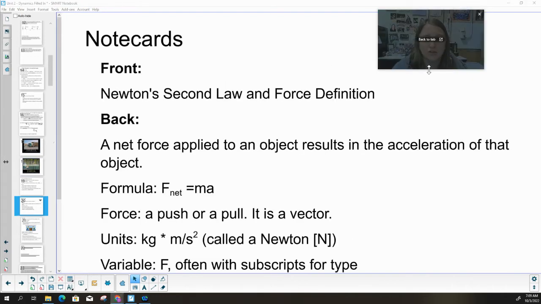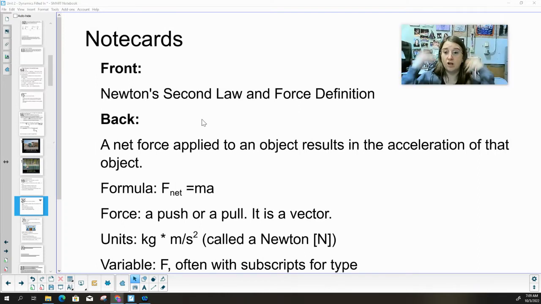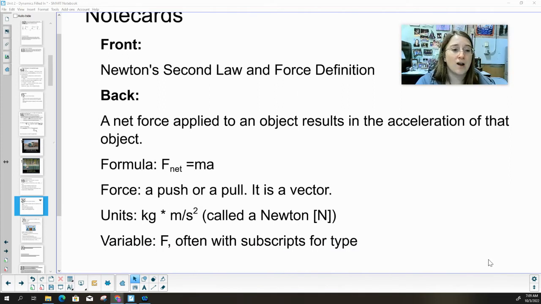So I want you to go ahead and make this note card. This is Newton's second law, which is a result of that. Yeah, we need a force to cause an acceleration. Acceleration is a change in our motion, right? So go ahead and create this note card, and then that'll be the end of the video. We'll continue more tomorrow.